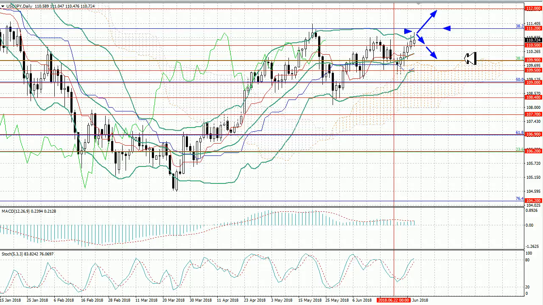Technical indicators do not provide a clear signal. A MACD histogram is stable in the positive zone. Stochastic approaches the overbought area, which indicates the possibility of a downward reversal. Generally, the beginning of the decline after the price consolidation below the level of 110.50 is possible, but the continuation of growth cannot be excluded.